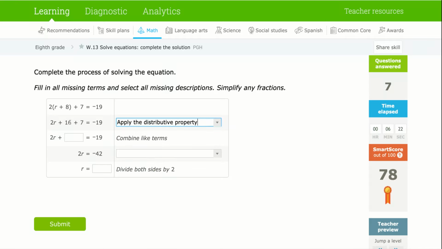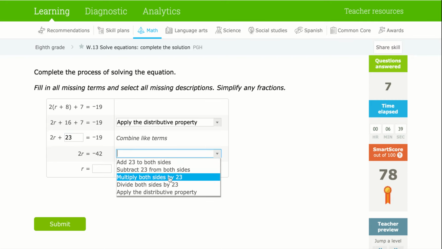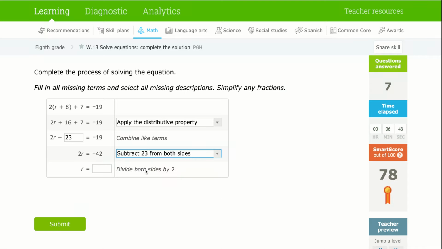Then, we have a 16 plus 7. We're going to add or combine like terms. They tell us what they're doing there, and 16 plus 7 is 23. Then they subtract the 23 from the -19, removing it from the left side, so we're subtracting 23 from both sides. And last, divide both sides by 2 and get -21.